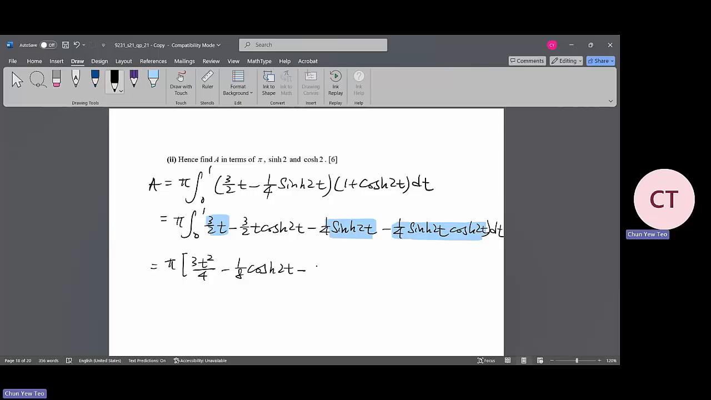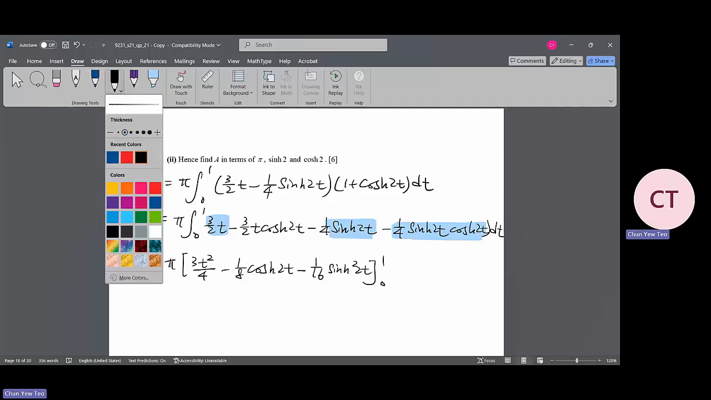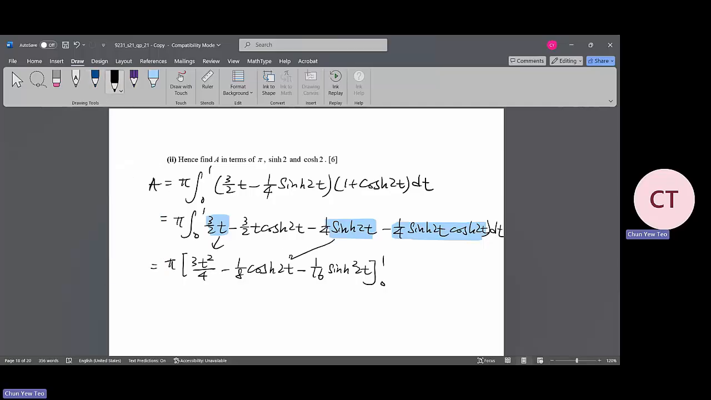Then minus 1 over 16 pi square. Okay, so this one integrate, I get this. This one integrate, I get this. This one integrate, I get this. So I integrate directly. Okay, then left with the integration by part.